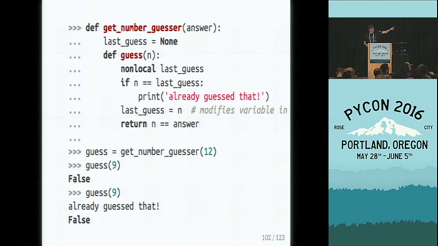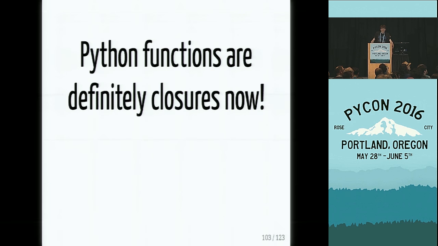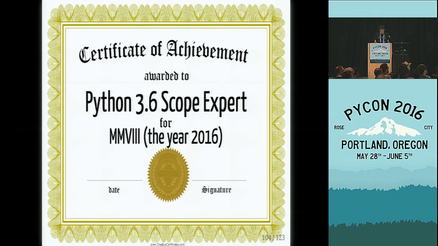We can say last guess in that guess function, I'm talking about that outer one. You can kind of see what guess does here. I think that's less important. But it's definitely a closure because it's binding over that outer variable. Okay, definitely closures now, right? These are definitely closures. Also, by the way, you're now a Python 3.6 scope expert, or 3 point whatever, because that I know of, no big changes have happened to scopes. So what's left is how closures get used in Python.